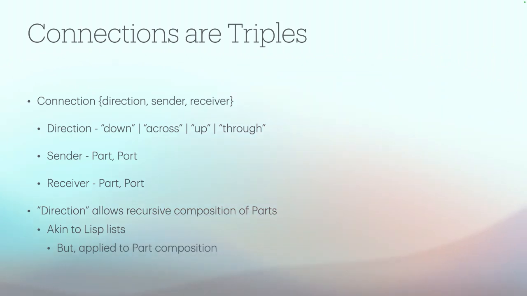Adding down and up directions allows us to connect inputs and outputs of container parts with parts that are inside of the containers. The through direction is added for completeness. It turns out to be useful for stubbing parts out and for signaling when container parts are ready to yield and to pass the baton on to other downstream parts.